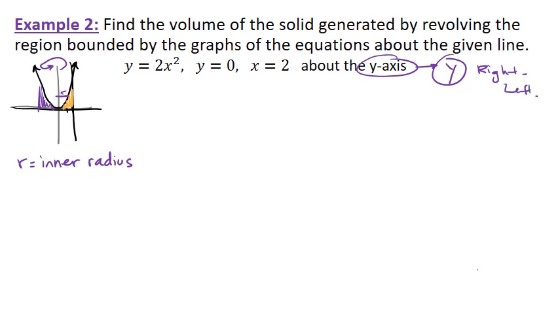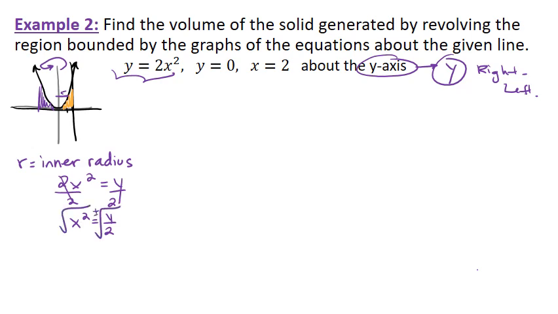Our right function is this 2x squared. But I don't want to use 2x squared as the function because it has to be in terms of y. So if this is 2x squared, remember this has to be in terms of y. So I need to get x by itself. So I'll divide by 2. So x squared is equal to y over 2. And then I'll take the square root of this.